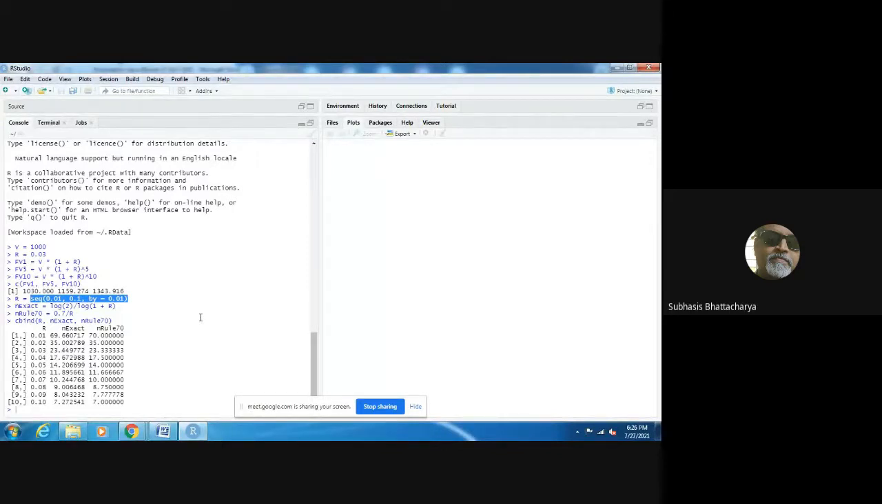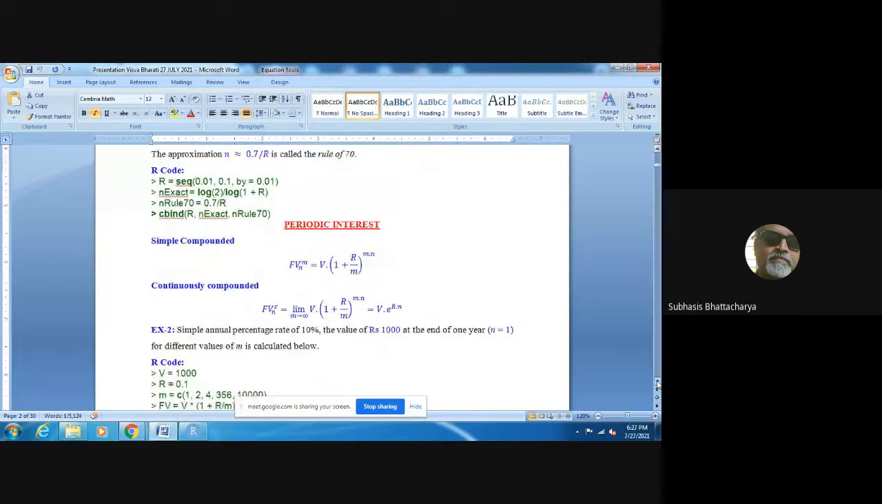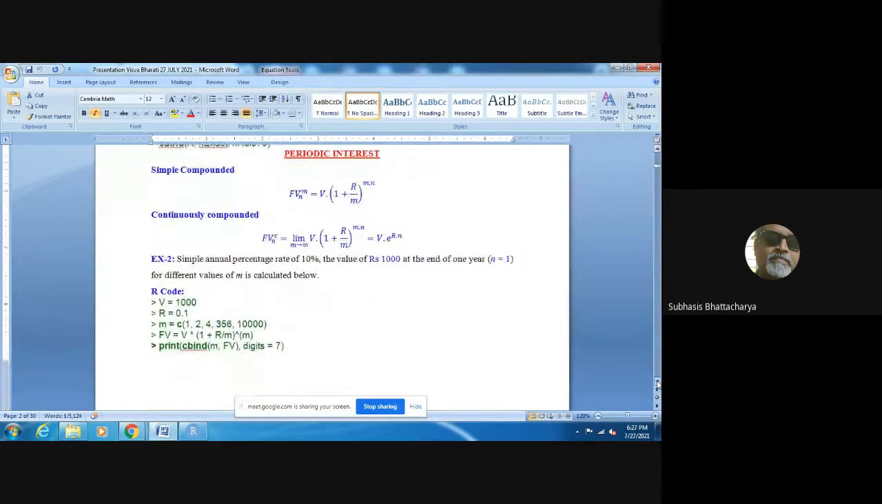And what is the rule 70? We write it as n rule 70, that is 0.7 by r. Then I combine these results and I obtain the thing. So this is how we get the rule of 70. Without knowing these kinds of things, it is not possible for us to know the financial return calculation.